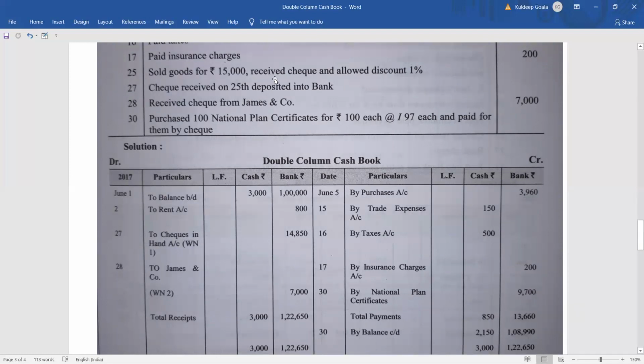Discount allowed account debit to sales, isn't it? So what is the amount? The amount will be 1% less. So 1% will be 150 rupees, right? So the amount will be like this: bank account debit 14,850. That is 15,000 minus 1%. That is, 1% is 150. So 15,000 minus 150 rupees, so it is 14,850. Discount allowed account debit, how much? 150. To sales account 15,000.